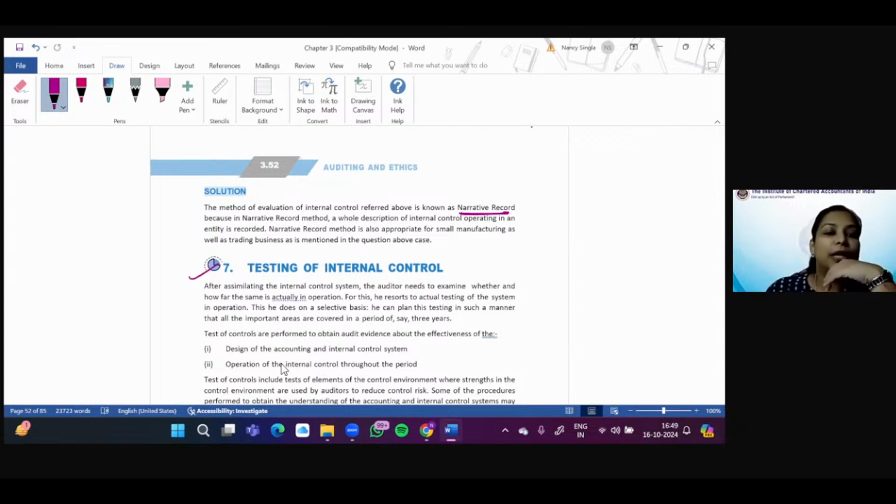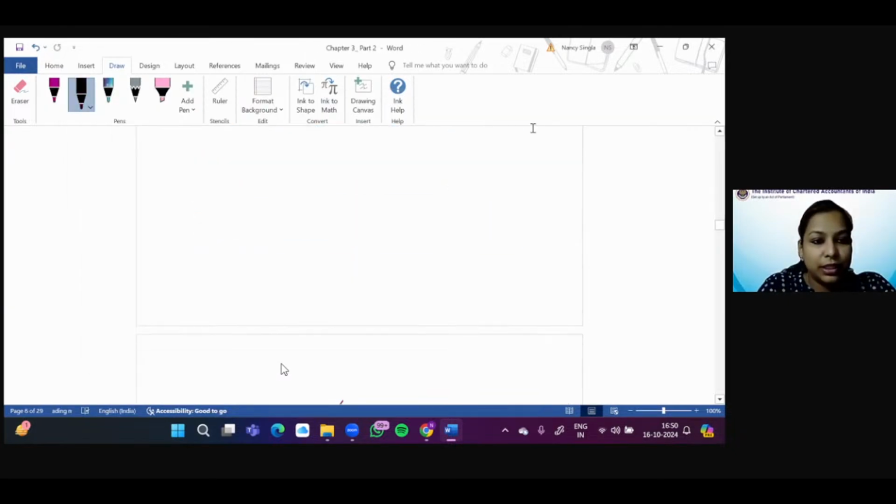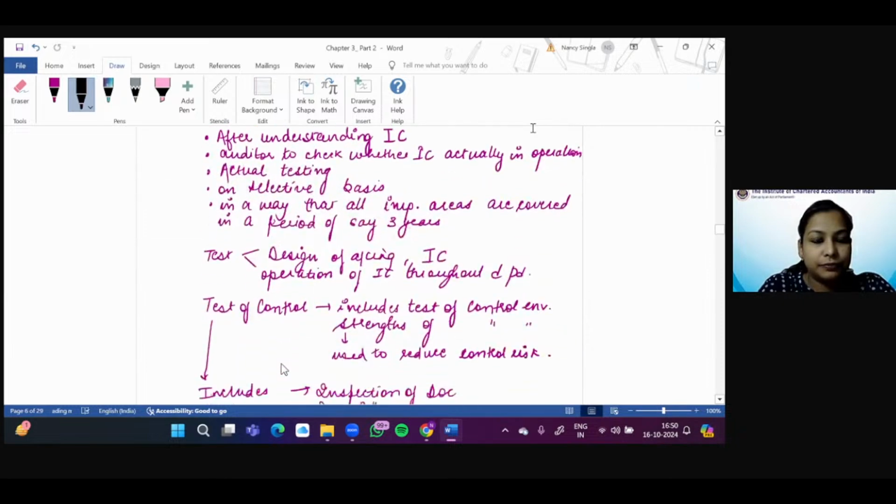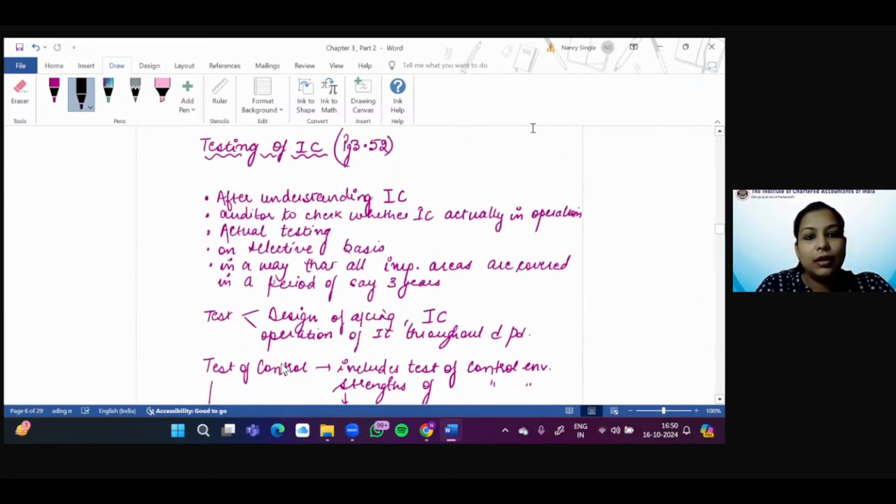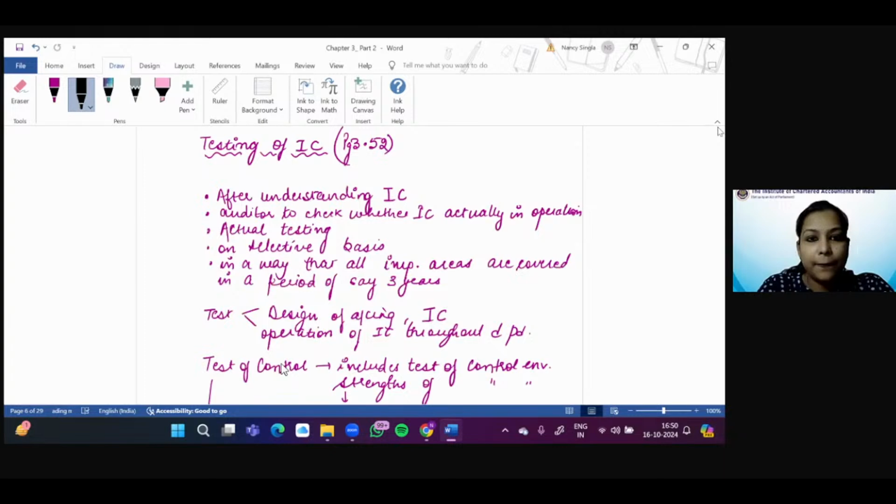Now, the next topic is testing of internal control. Testing of internal control. So let us do this topic from the summary that I have prepared. Just a minute. So testing of internal control.